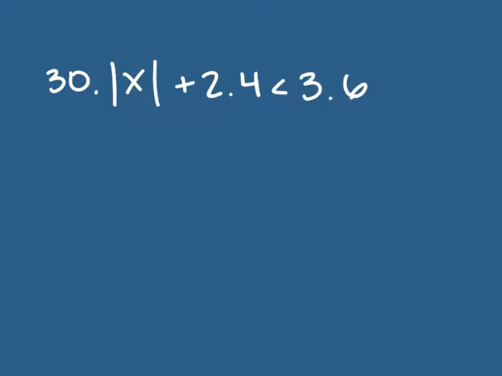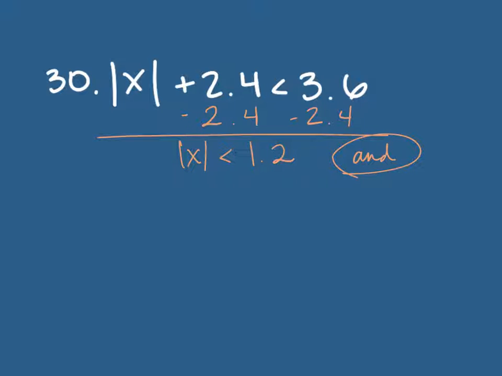Let's look at another one. It says absolute value of x plus 2.4 is less than 3.6. So again, the first thing I'm going to do before I figure out if I have an and inequality versus an or inequality is subtract 2.4 from both sides. So the absolute value of x is less than 1.2. From here, I see that I have a less than symbol pointing towards my variable, so that means I have an and statement again. Then I'm going to break it up into two separate inequalities: x less than 1.2 and x greater than -1.2. Again, remember, every time I write the negative value, I always flip the sign.